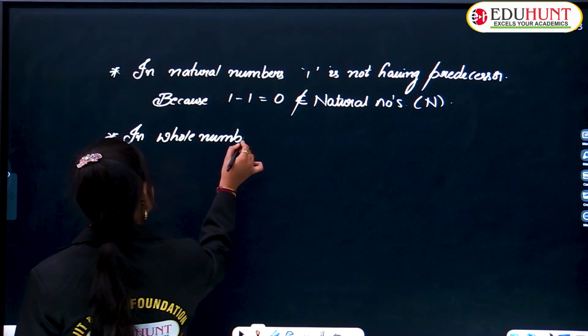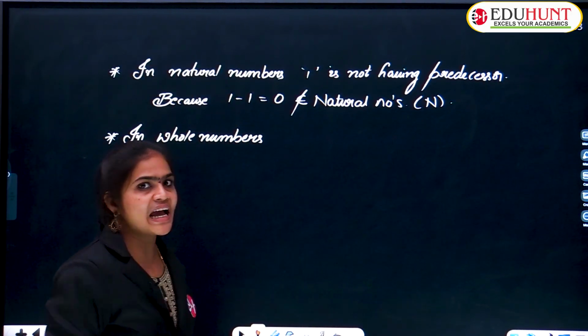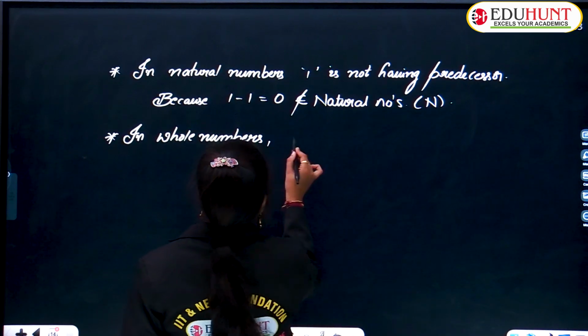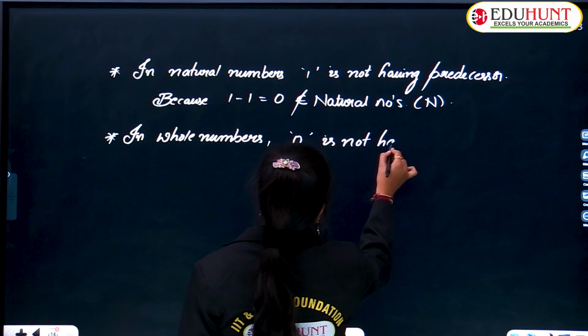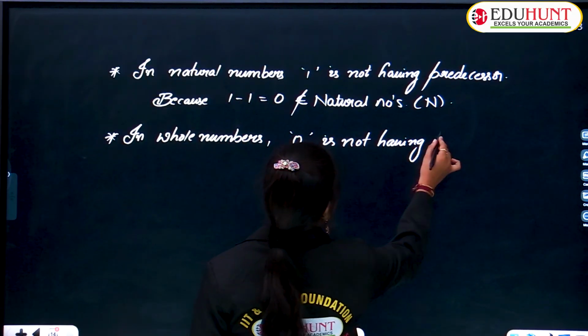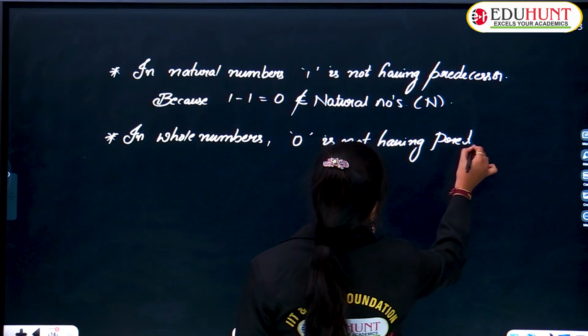And in the same way, in whole numbers, which number does not have a predecessor? Yes, 0 does not have a predecessor. Why? What is the reason?